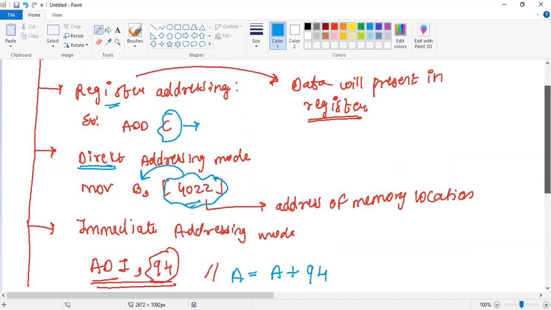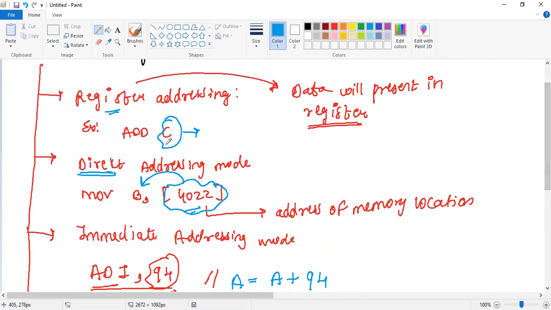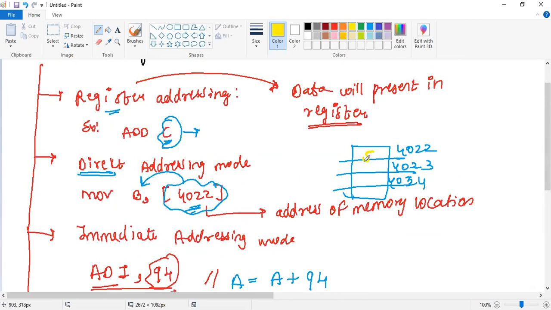In register addressing mode, the data is present in the register, which is C. In direct addressing mode, we are giving the address, and in that address the data will be present. When we execute this instruction, in 4022 the data is Y, so the data will move into B. After executing this instruction, this may be the output.